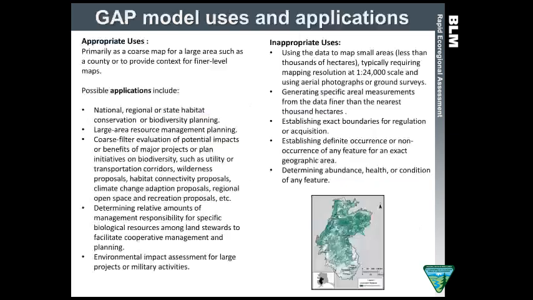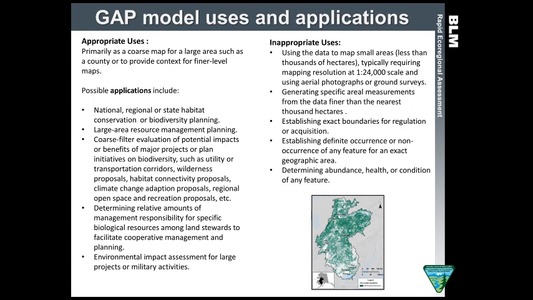I did throw up some of the gap metadata just to let you know how we suggest that the models can be used and what the applications of these models are. I'm just going to give you a quick overview. These models were produced primarily as a coarse map for large areas such as a county to provide context for finer maps. They can be used for national, regional, such as we have here, conservation or biodiversity planning, for large area resource management planning.